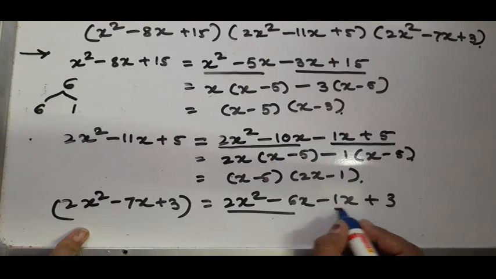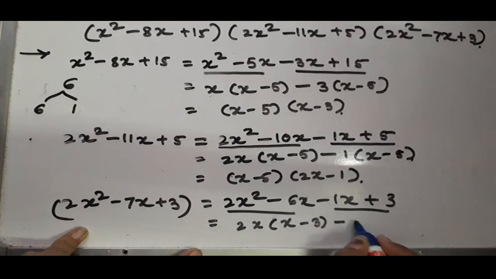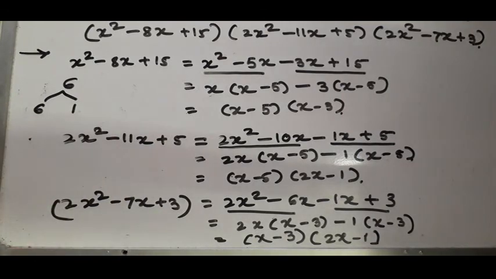Make group of two numbers. You can take 2x common, here there will be x minus 3, minus 1 common, here it will be x minus 3. So your answer will be x minus 3 in one bracket and 2x minus 1 in another bracket. Now we got all the three polynomials in factorized form.